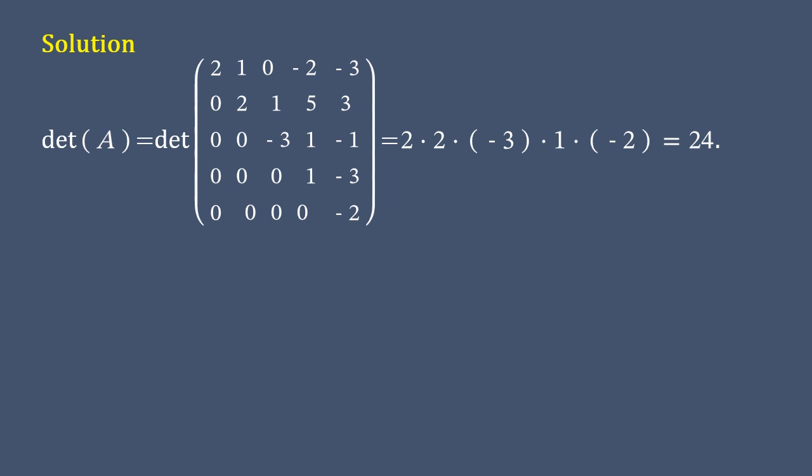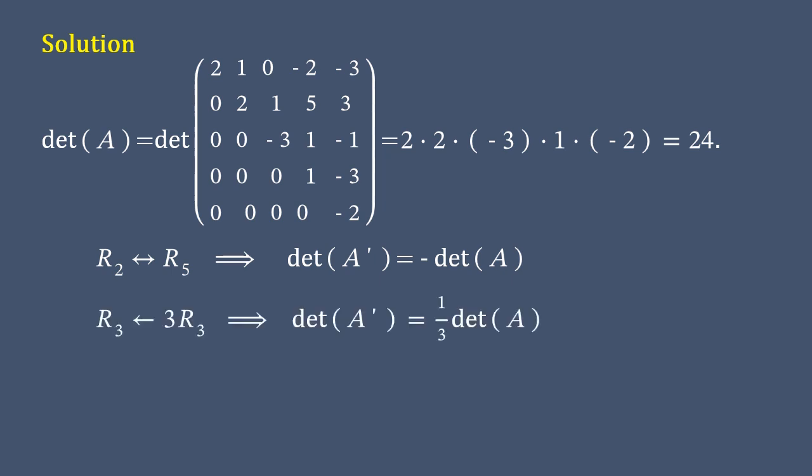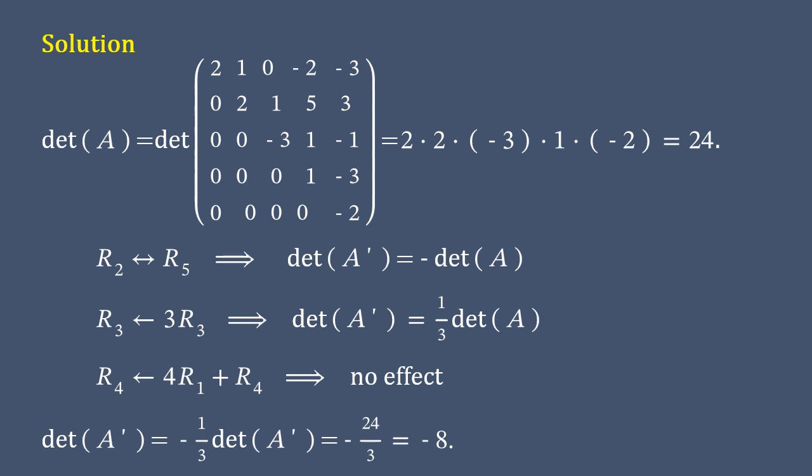Now, let's apply all the properties we considered. First, the interchange of two rows changes the sign of the determinant. Next, we observe that the third row was multiplied by 3. Since we want to get the determinant of matrix A prime, which was derived from matrix A, we have to take the inverse of the multiplier. Therefore, we get 1/3. The final elementary row operation has no effect on the value of determinant. We combine all these derivations, and we get that the determinant of matrix A prime is -8.